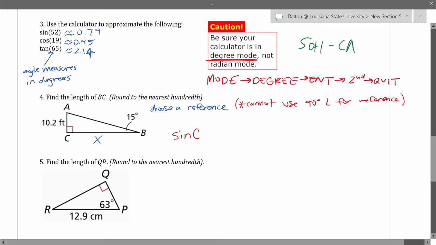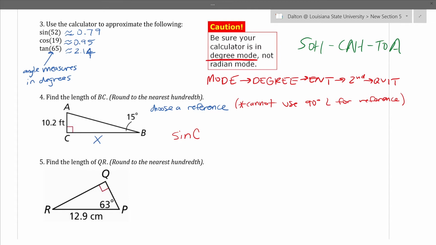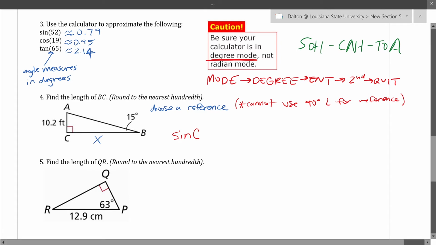SOHCAHTOA. So if we are looking for the sine of C, that means we're setting up opposite over hypotenuse. Now, what side is opposite of angle C? Well, it is the hypotenuse, right? Across from the 90-degree angle. So then we have hypotenuse over the hypotenuse, and that just doesn't make sense.